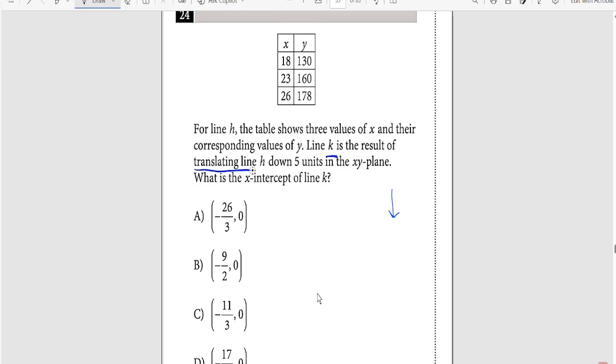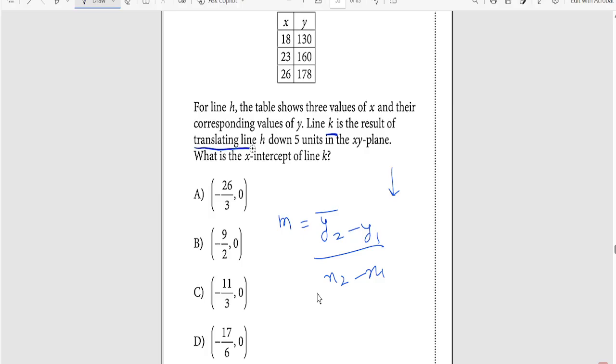Okay, so first we calculate the slope of line h using 2 points, because x1, x2, y1, y2 we have. So I use this formula, y2 minus y1 over x2 minus x1. Let's say I'm taking these 2 points as my x2, x1, y2, y1. y2 is 160, y1 is 130. 160 minus 130 is 30 over x2 is 23, x1 is 18. So 23 minus 18 is 5. So 30 divided by 5 is 6. So I got my slope 6.